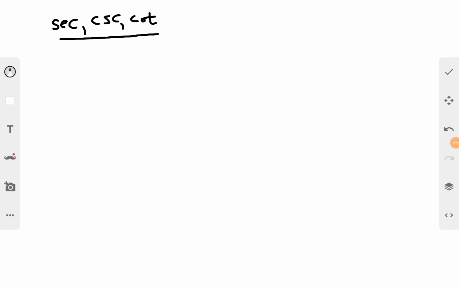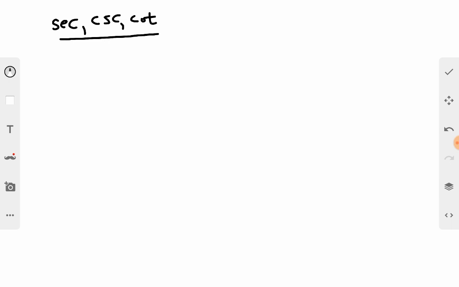Okay, so let's talk about secant, cosecant, and cotangent a little bit, especially in terms of putting these things in the calculator, because most of what we've done up until now has been on the unit circle or on triangles. We've done a little bit with the calculator, but not too much.